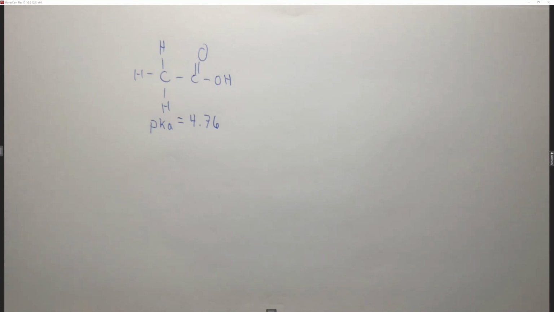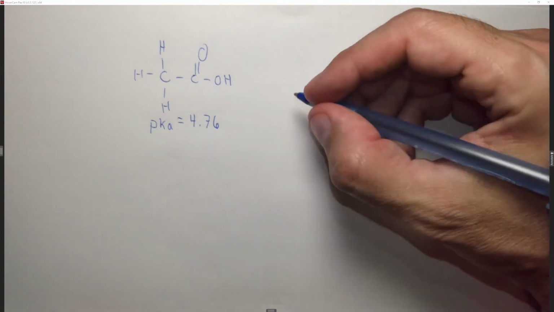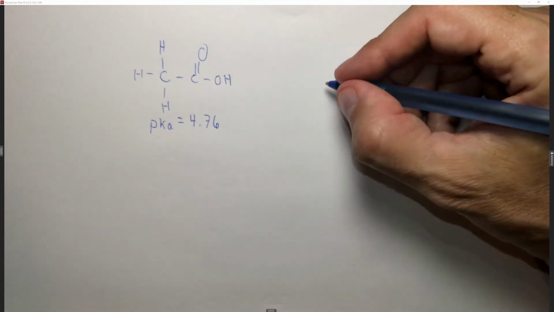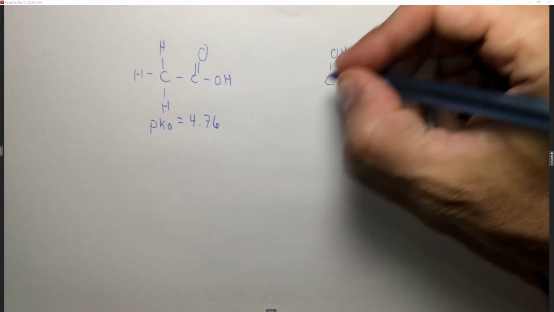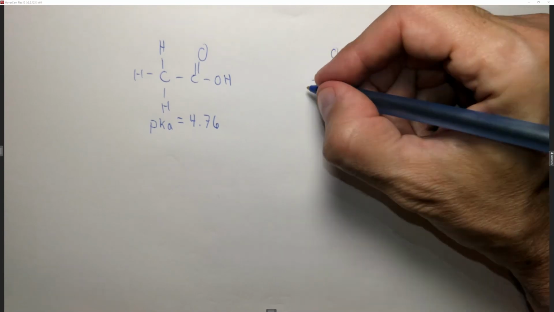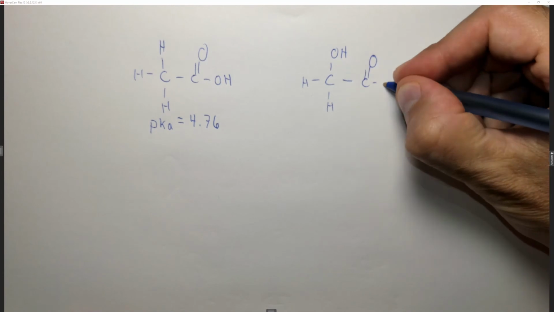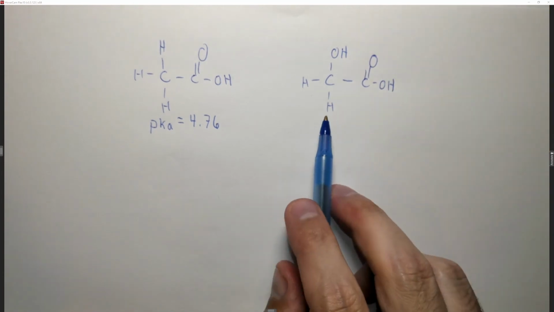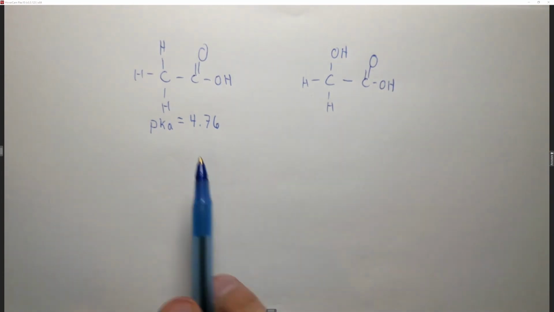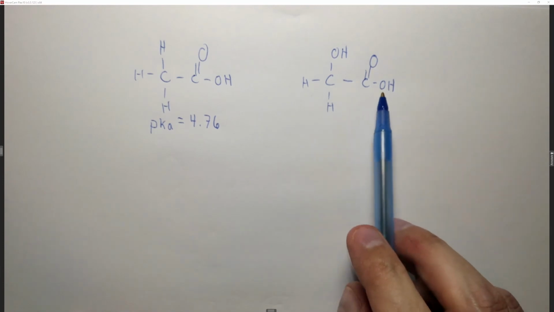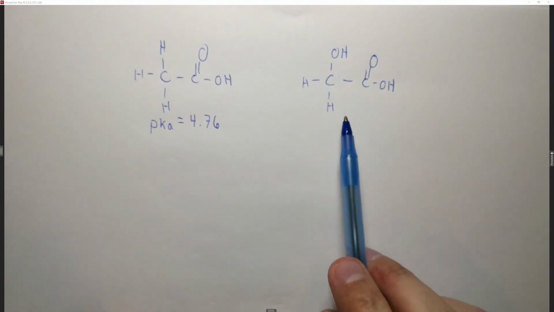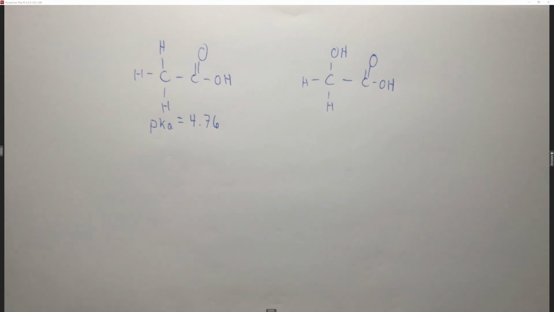Now, let's see if we put an electron withdrawing group on there. So let's take something like this, C single bond OH, single bond H, single bond H, single bond C double bond O, single bond OH. I believe this is called glycolic acid. What do you think happens to the pKa? Does it go up or does it go down? Said another way, if it goes up, is it a weaker acid? Or does it go down, it's a stronger acid? Well, let's think about this. What are we trying to resonance stabilize here?